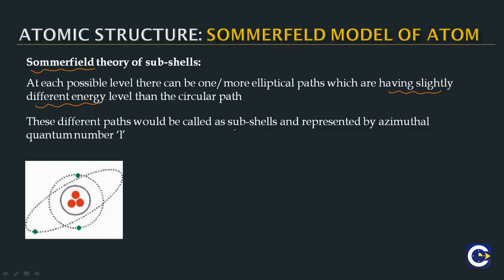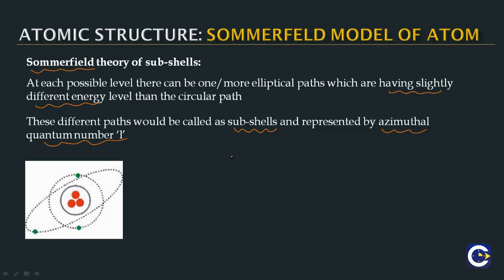These elliptical paths are basically called the subshells, and the subshells are represented by one more quantum number called the azimuthal quantum number. So in a later lecture we'll see the details of the idea of the subshells and so forth, but just to give a perspective on how the further models of atom were developed, we look at the Sommerfeld theory.